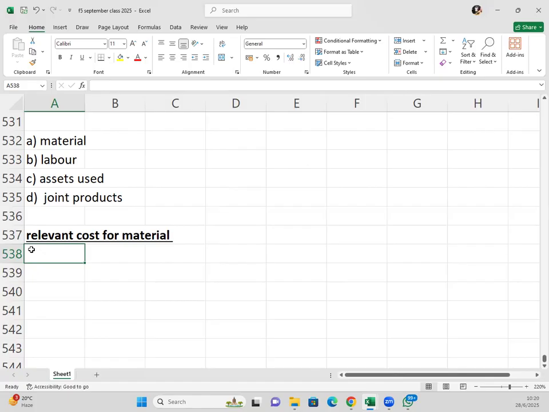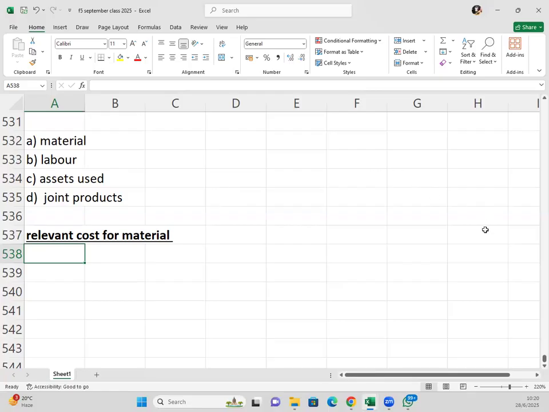So how much is the cost of material for that order? So the firm receives an order that requires material. When you're calculating the relevant cost for material, you are determining how much cost of material you should include in the cost of that job. So, relevant cost for material.